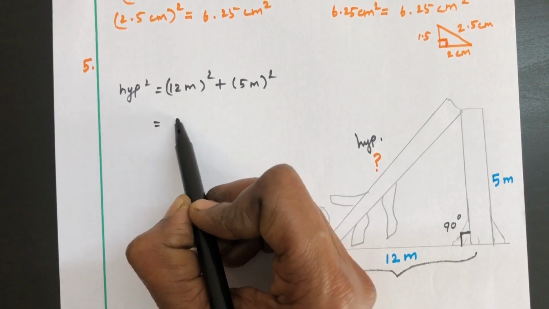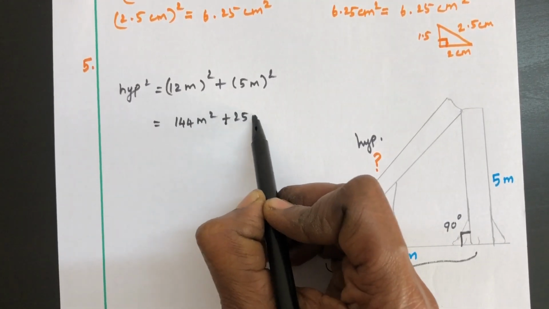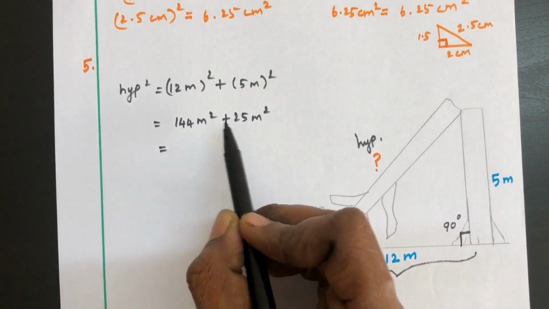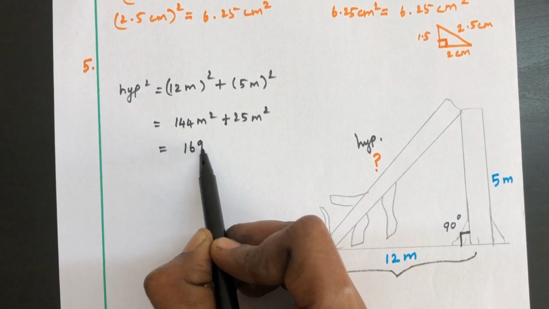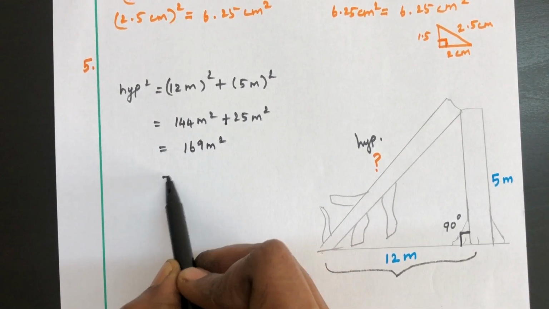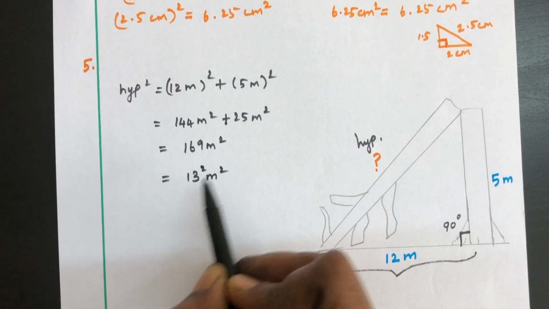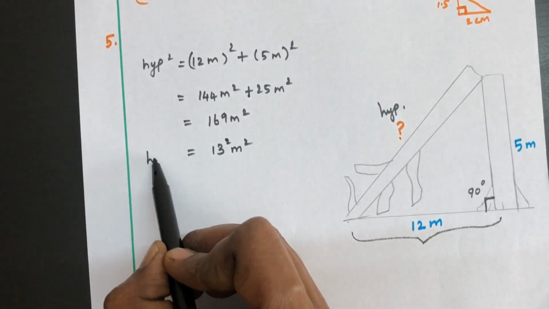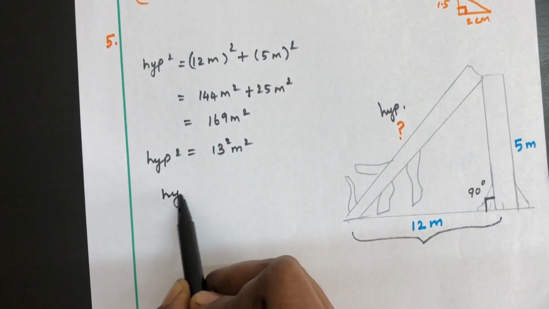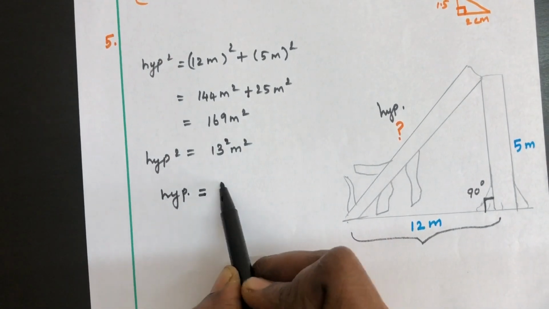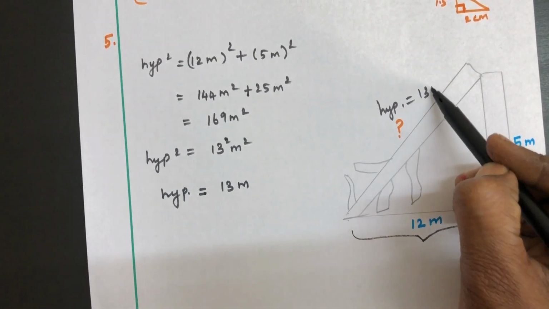So this is nothing but 144 meter square plus 25 meter square. This is equal to 169 meter square. 169 can be written as 13 square meter square. So this is hypotenuse square. If we remove the square, the hypotenuse is 13 meter. So the value is 13 meter.